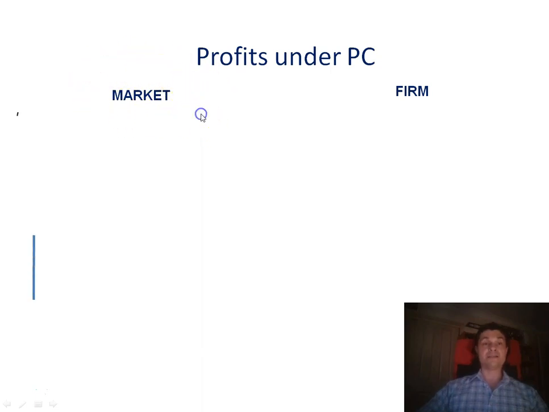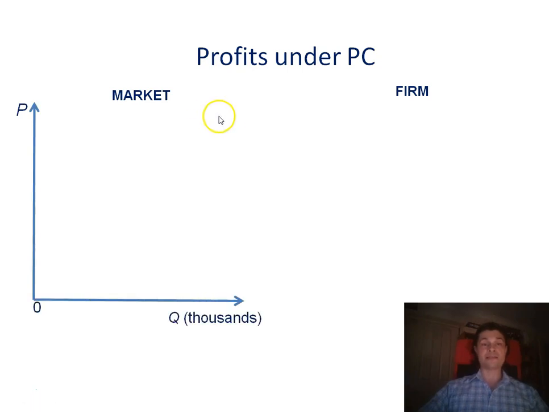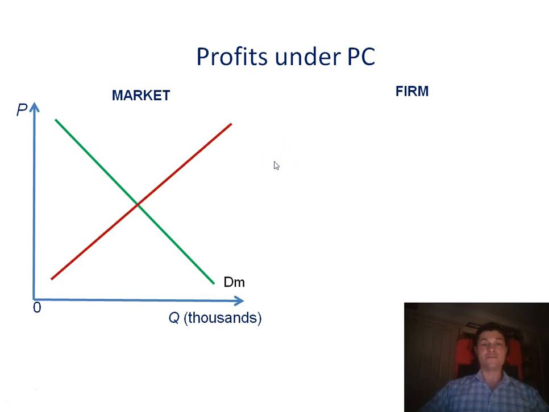In order to do that, we'll draw the price axis and the quantity axis. Note that quantities are quite large, and that's why I've indicated this as thousands, indicating that it's actually a large number. So we'll have a normal downward sloping demand curve. So this is our market demand. Normal upward sloping supply curve, and this is our market supply.